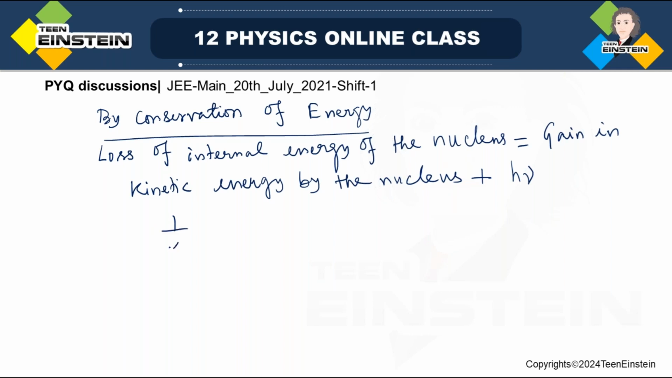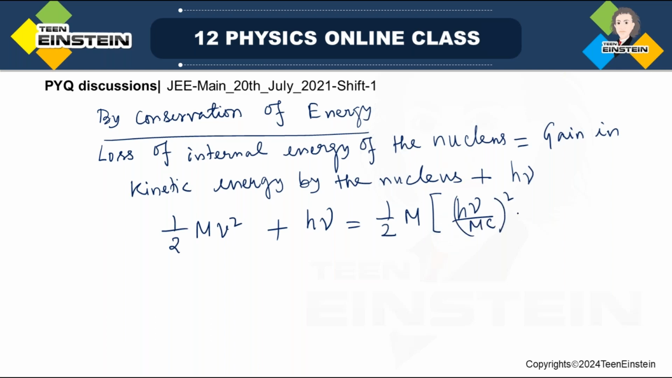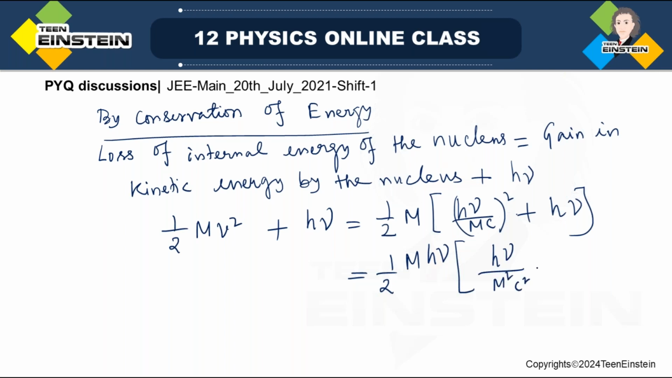Gain in the kinetic energy, I know, will be half mv square. We have already found v from the law of conservation of linear momentum. So I will write it here: half m v square, v is h nu by mc whole square, plus h nu. Then I can take h nu common: h nu into, h nu divided by 2 m c square, plus 1.